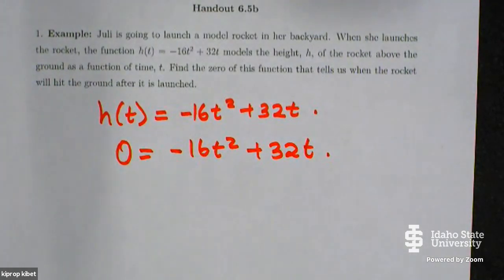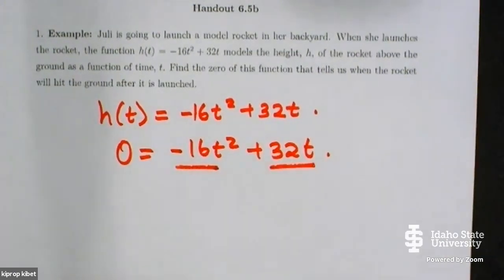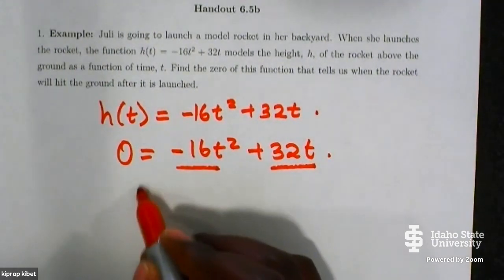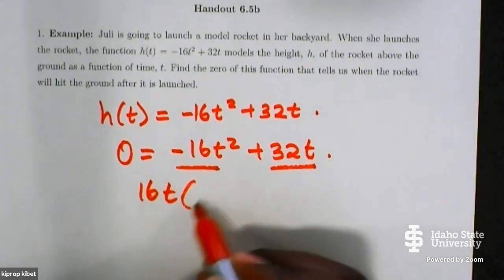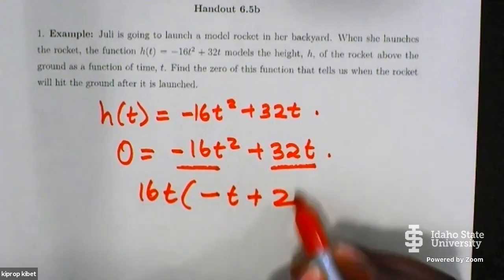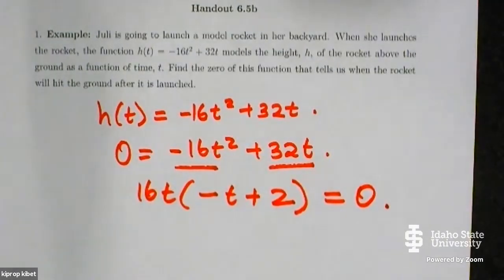Now you factorize. So what you do first, you look for the greatest common factor. So what is our greatest common factor there? 16t, right? 16t. Then we have here minus t plus 2 equals 0.